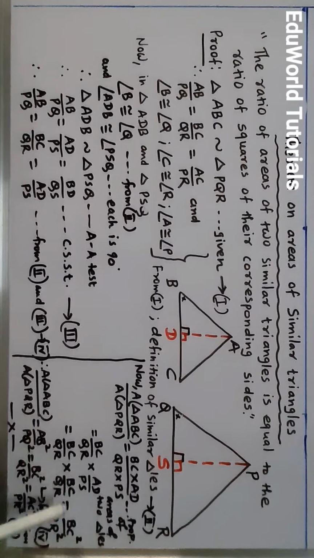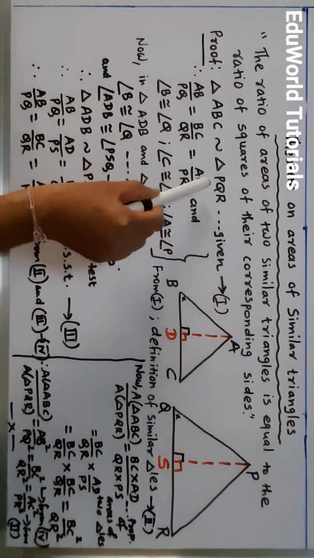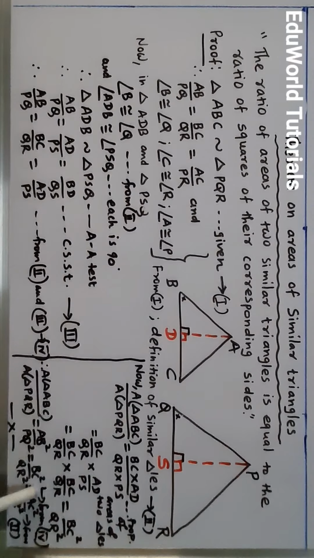As we multiply this, BC upon QR is also equal to AB upon PQ and AC upon PR. Therefore our theorem is proved: area of triangle ABC upon area of triangle PQR is equal to AB square upon PQ square, is also equal to BC square upon QR square, is also equal to AC square upon PR square. Hence the theorem is proved. This is a very important theorem of the chapter. They can ask you this theorem. Now we shall solve the exercise based on this theorem.